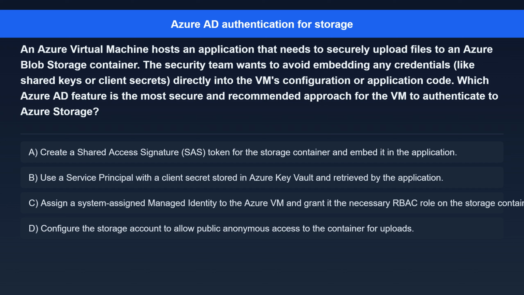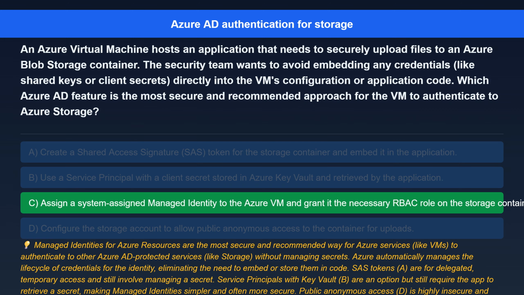Option A, create a shared access signature (SAS) token for the storage container and embed it in the application. Option B, use a service principal with a client secret stored in Azure Key Vault and retrieved by the application. Option C, assign a system-assigned managed identity to the Azure VM and grant it the necessary RBAC role on the storage container. Option D, configure the storage account to allow public anonymous access to the container for uploads.